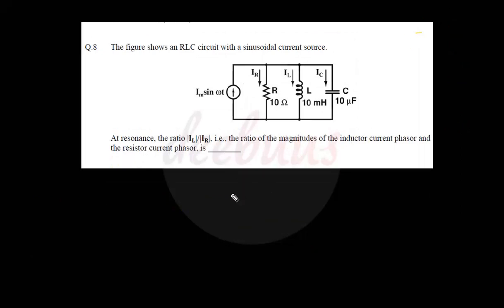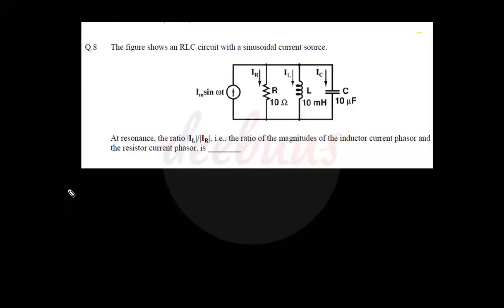Again, this is also a direct question. The figure shows an RLC circuit with a sinusoidal current source. At resonance, the ratio IL by IR, that is, the ratio of the magnitudes of the inductor current phasor and the resistor current phasor. So it is basically a parallel RLC circuit with R, L and C, all those values being 10, and the applied signal is Im sin omega mt.